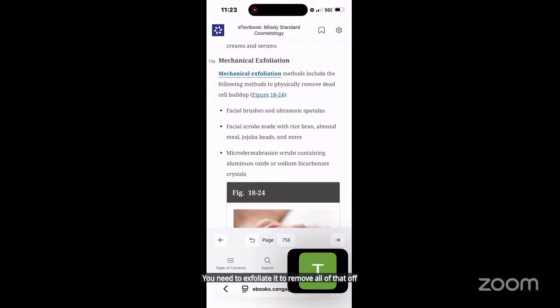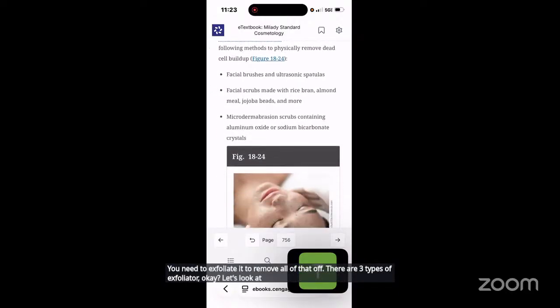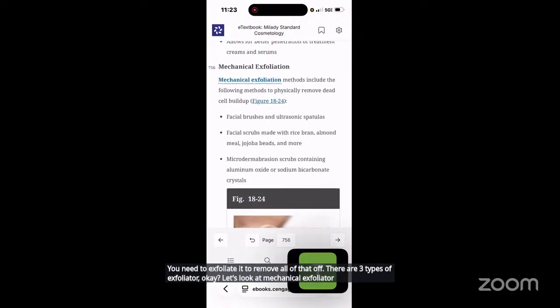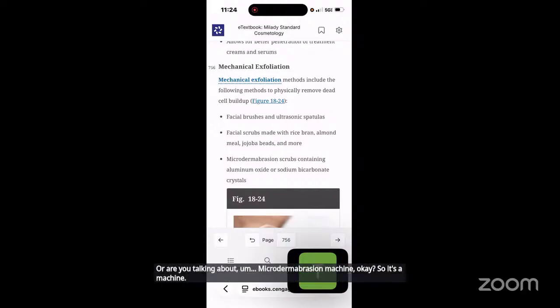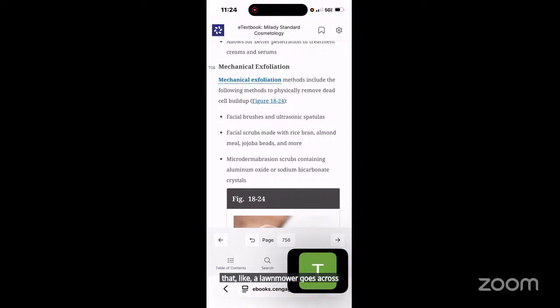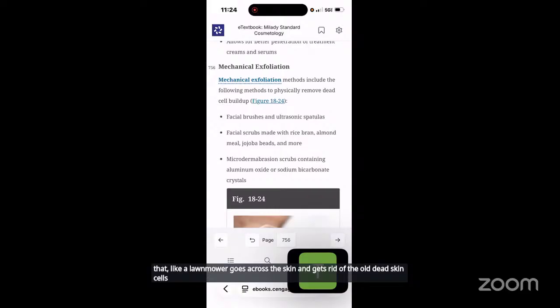There are three types of exfoliator. Let's look at mechanical exfoliator. A mechanical exfoliator is like a brush, ultrasonic, or a microdermabrasion machine. It's a machine that, like a lawnmower, goes across the skin and gets rid of the old dead skin cells. Your skin looks amazing afterwards.